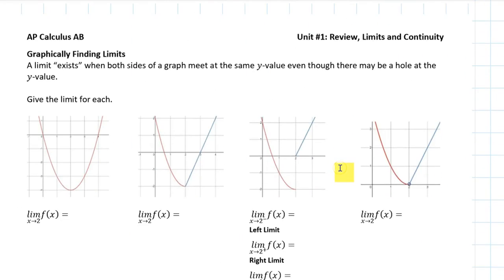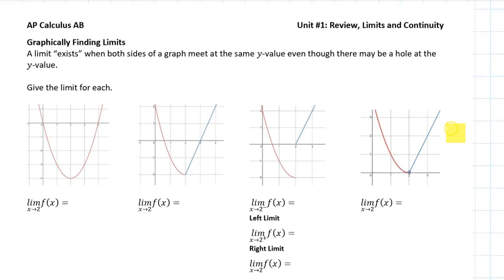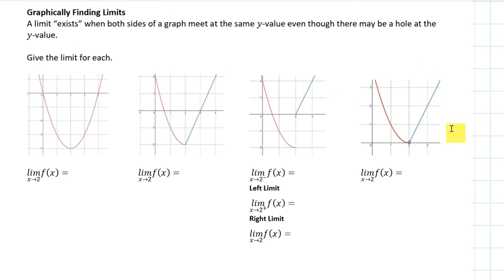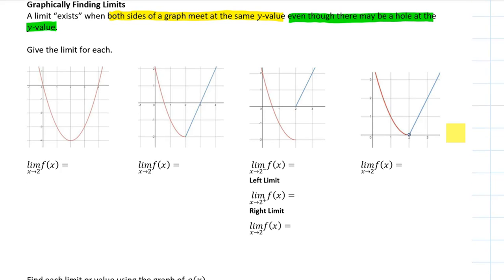So when we have limits, we can look at limits graphically, we can look at them in a chart, we can look at them various ways. So it says a limit exists when both sides of the graph meet at the same y value. So both sides meet at the same y value, even though there might be a hole at that point. Okay? So again, that's all I'm looking for. I want to know, where does the graph meet at a certain value of x?